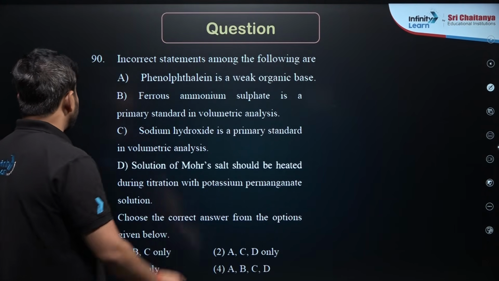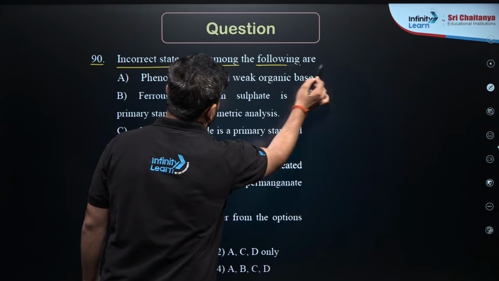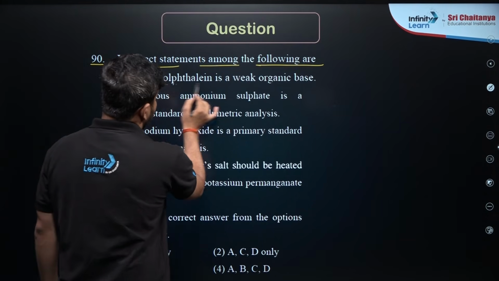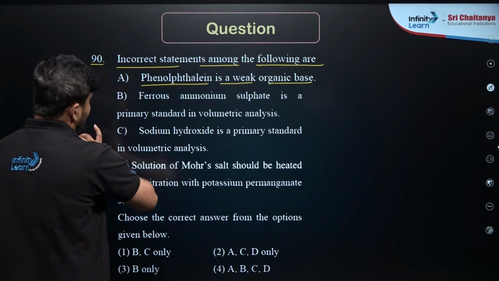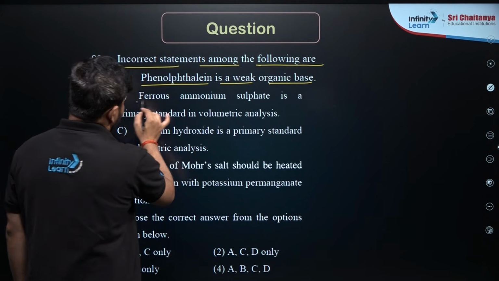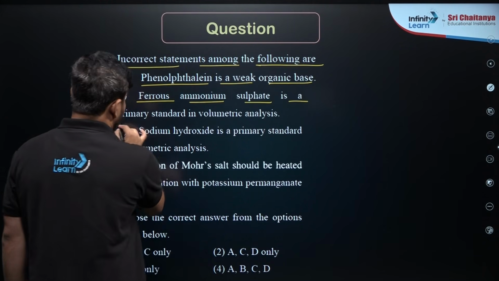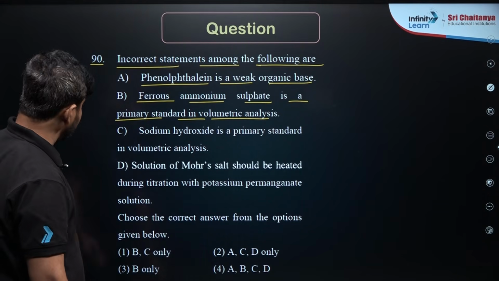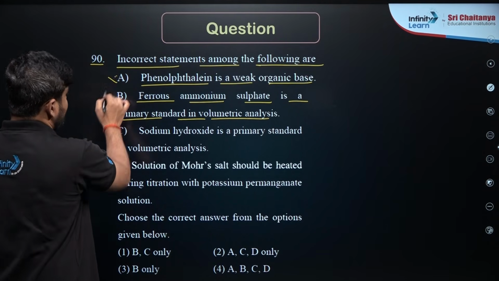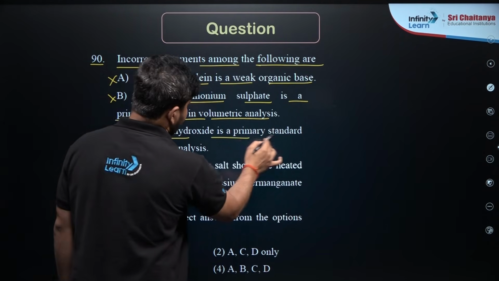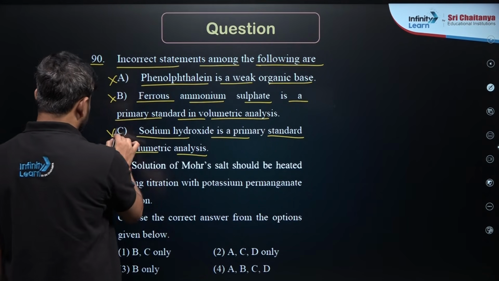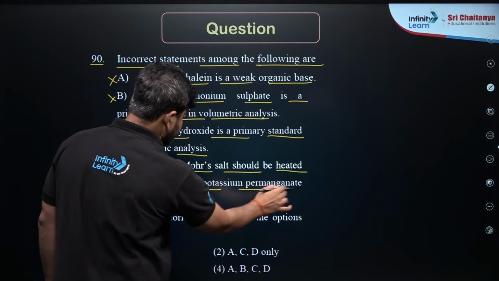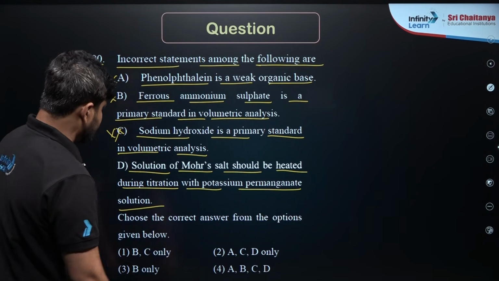Now the last question I am coming to. Incorrect statement among the following. You just have to identify the incorrect statement. So here, phenolphthalein is a weak organic base. And after that, ferrous ammonium sulfate is a primary standard in volumetric analysis. If we discuss, this is also wrong. So this is wrong and this one is also wrong. Sodium hydroxide is a primary standard in volumetric analysis, this is also wrong. Solution of Mohr salt should be heated during titration with potassium permanganate solution. So this is also wrong.